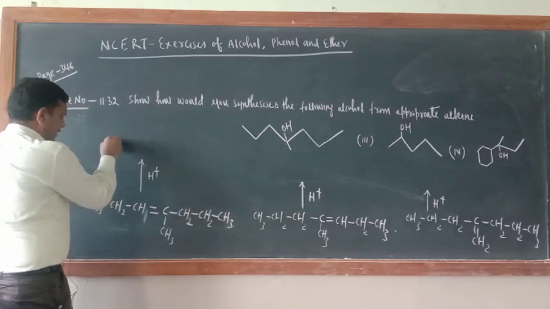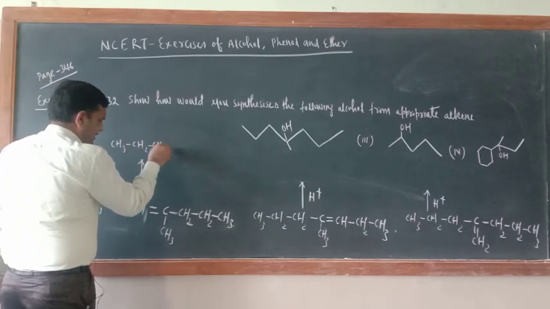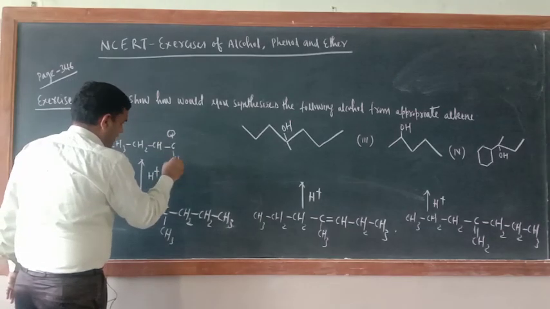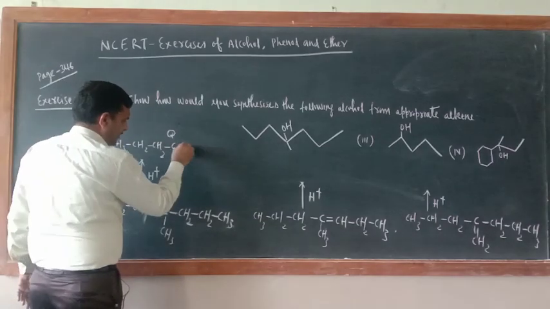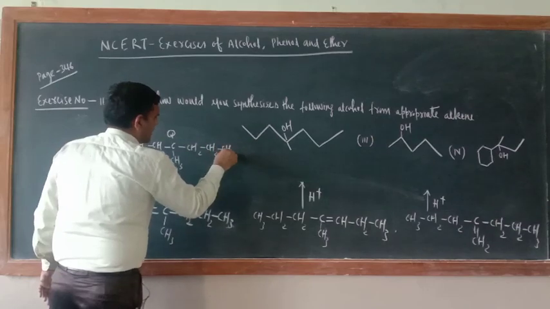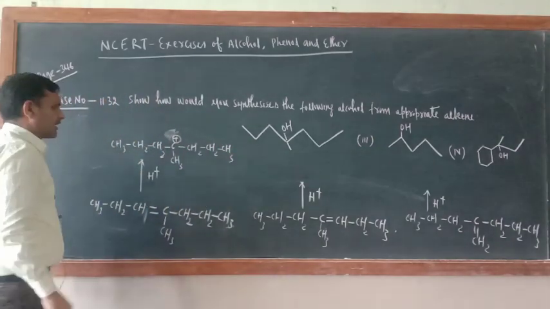Okay, so now CH3 CH2 CH, now C with a positive sign, here CH3, here CH2 will be there. Now the proton is added. Now here what is there? CH2 and CH3. Okay, positive sign is there. Now what is the next step?